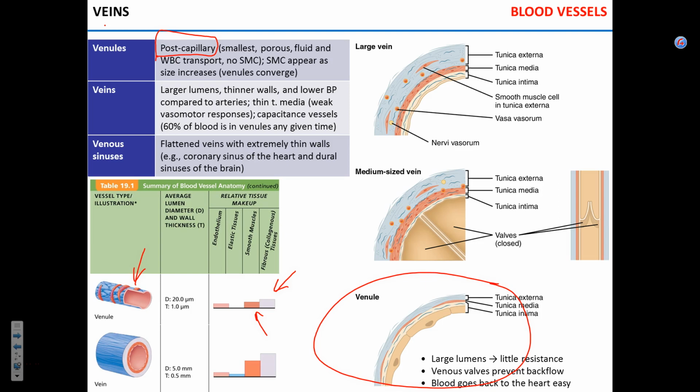For instance, in case of infection, white blood cells can move from the bloodstream into the infected tissue. Are you with me? And that movement occurs in postcapillary venules. Okay.